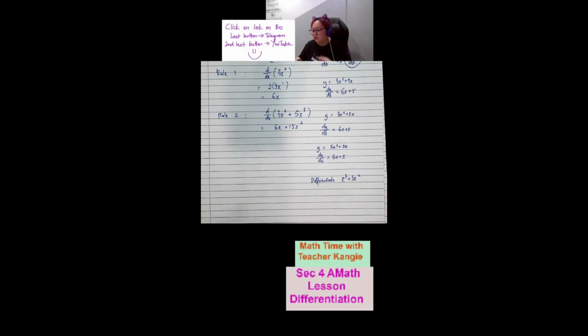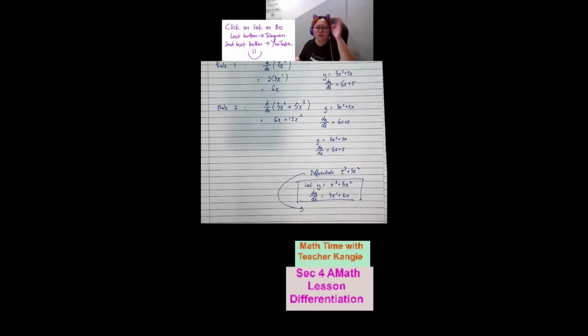So in this case, either you say let y equal x cubed plus 3x squared. Then you will say, okay, I'm going to differentiate y with respect to x. So after I differentiate, I get 3x squared plus 6x. That's one way.